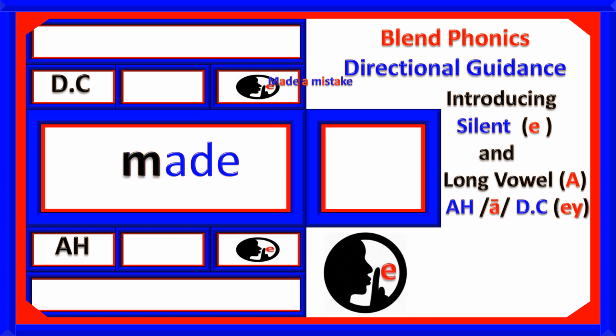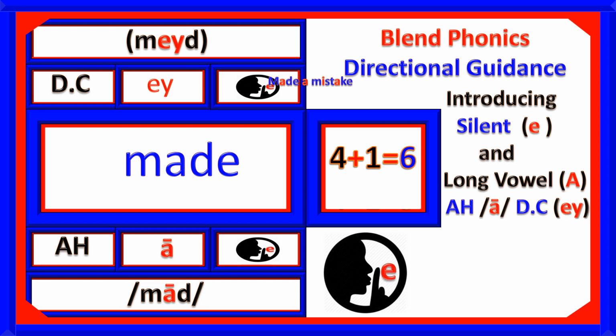Made. M. A. Made. Silent E. Made. 4 plus 1 equals 6. Nope. 4 plus 1 equals 5. I made a mistake. Made a mistake. Made.